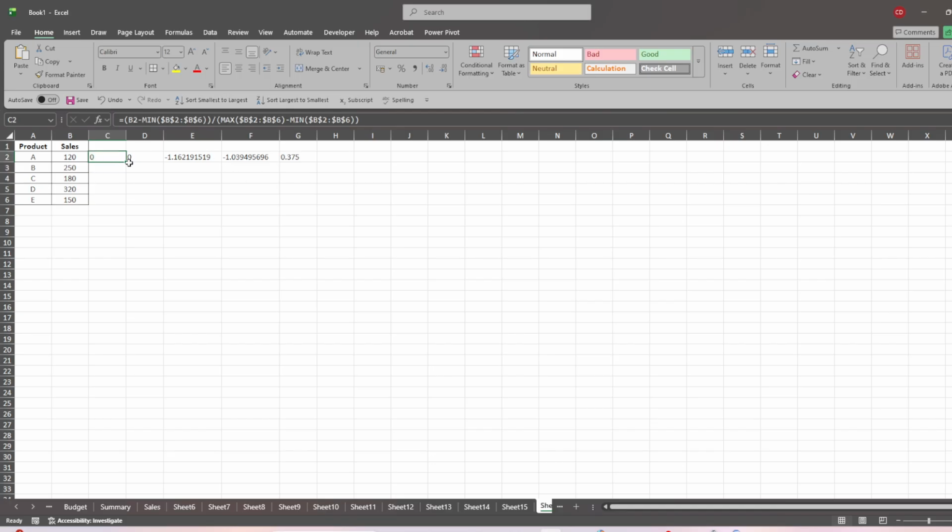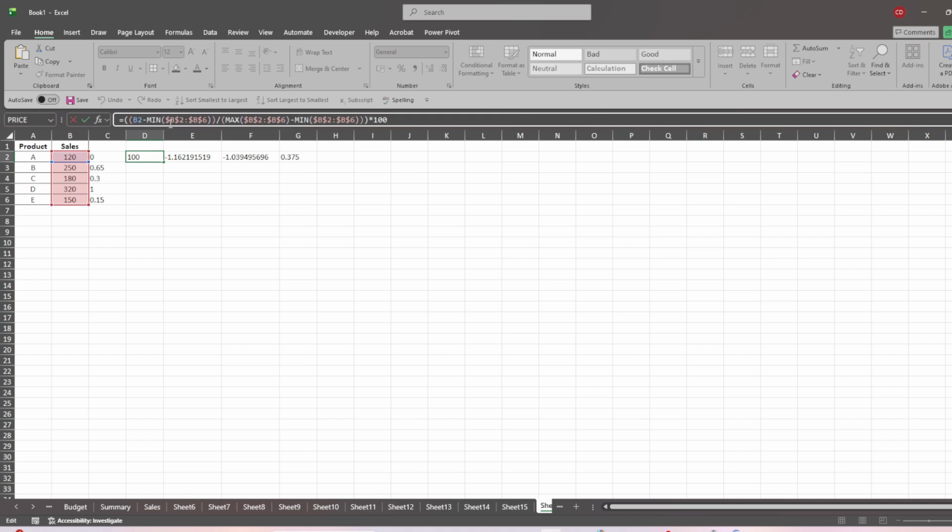The second method converts the same idea into a 0 to 100 scale. In a new column, enter this formula, equals open parenthesis B2 minus min of absolute B2 through B6, close parenthesis, divided by open parenthesis, max of absolute B2 through B6 minus min of absolute B2 through B6, close parenthesis, times 100. This is useful when you want a percentage-like scale that's easier to read at a glance.